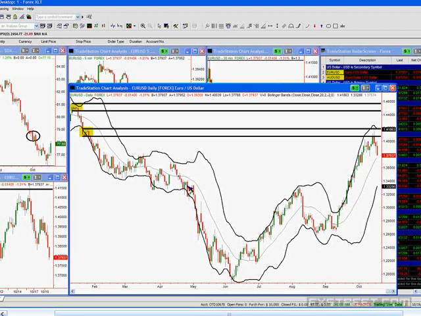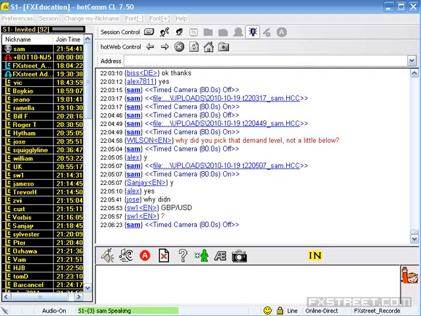Well, I want to bring you over to a smaller time frame chart here. Give me just a second. And I'll bring the chart up for you. Okay, so this is a short-term trading opportunity.